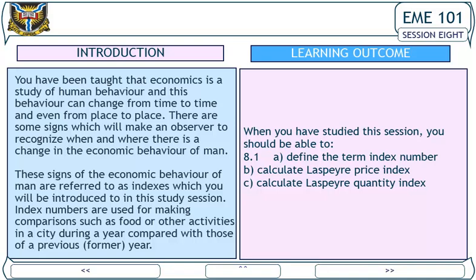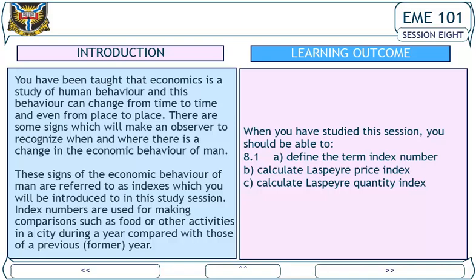Introduction. You have been taught that economics is a study of human behavior, and this behavior can change from time to time and even from place to place. There are some signs which will make an observer recognize when and where there is a change in the economic behavior of man. These signs of the economic behavior of man are referred to as indexes, which you will be introduced to in this study session.